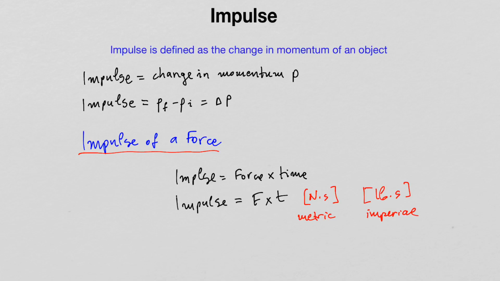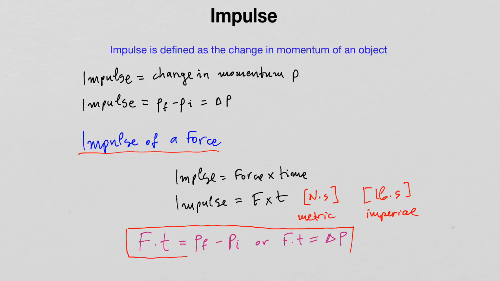And so this final expression is that F times T is equal to P final minus P initial, or in other words, F times T is equal to the change in momentum. And so these are the two formulas that can calculate problems involving impulse and momentum.